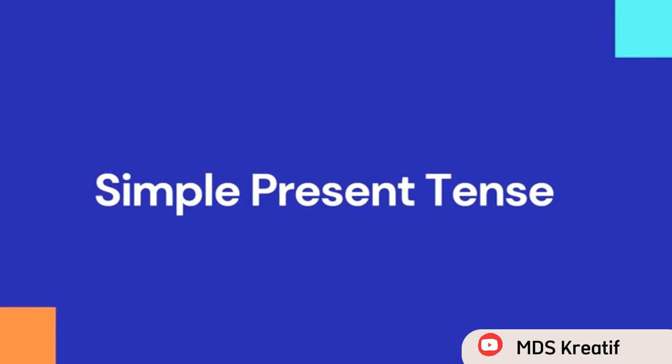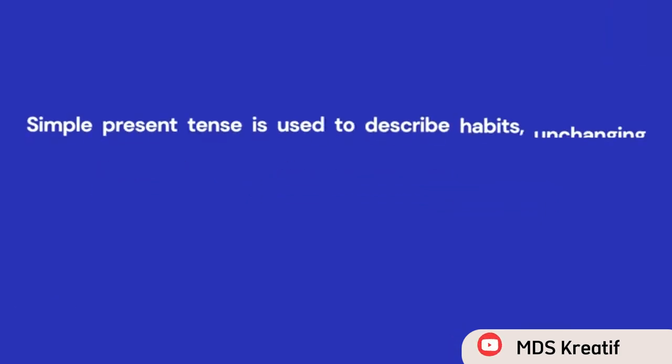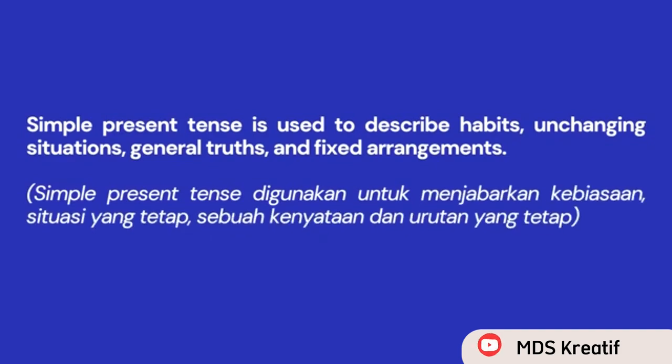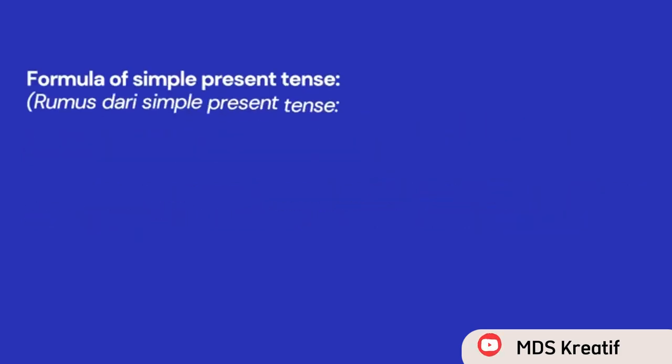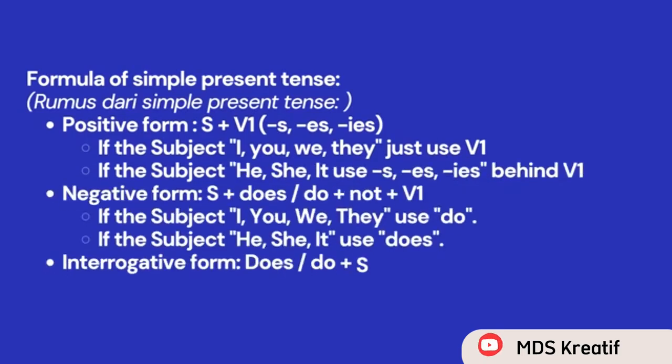Next, about simple present tense. Simple present tense is used to describe habits, unchanging situations, general truths, and fixed arrangements. Formula of simple present tense, in positive form: subject plus verb 1, or plus s, es or ies. How to use it? If the subject is I, you, we, they, just use verb 1. If the subject is he, she, it, add s, es or ies behind verb 1.